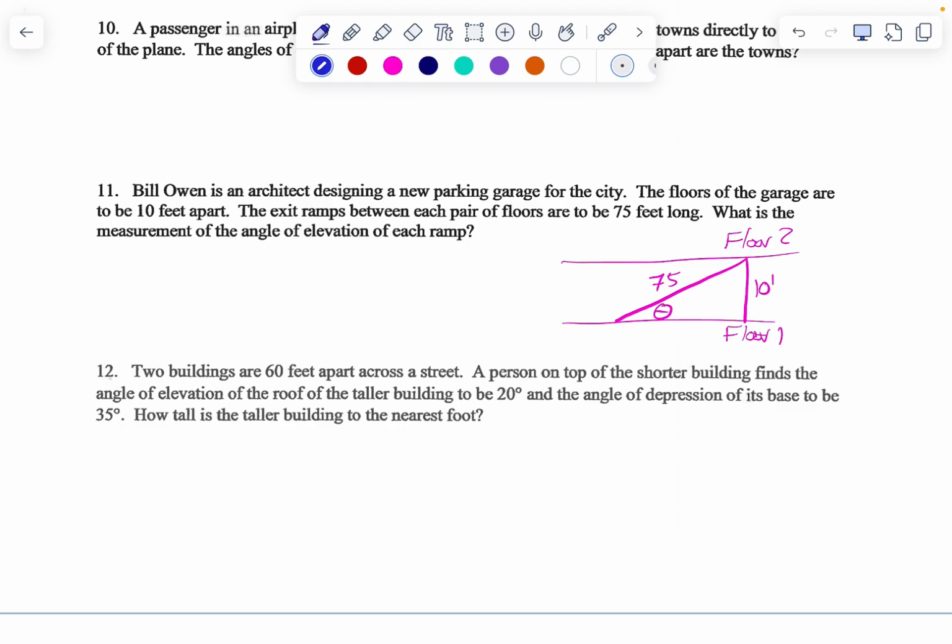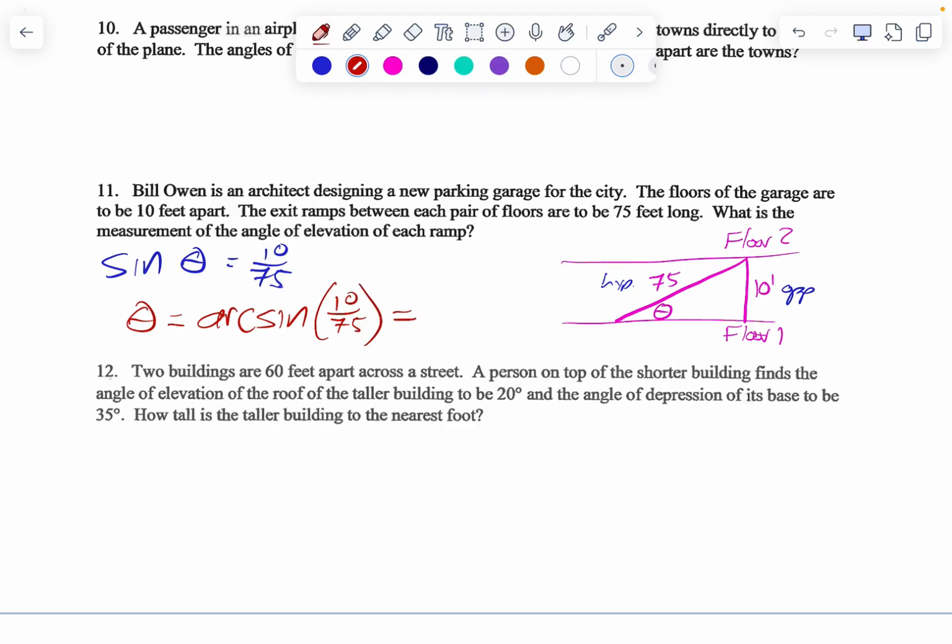And remember, a good strategy is to go label. So 10 is across from theta, so it's opposite. And of course, 75 is our hypotenuse. Which ratio is that? So sine of theta is 10 over 75. And again, this is where we do inverse. So theta equals inverse, actually this time I'm going to write it with the arc sine, not tangent. Arc sine of 10 over 75.